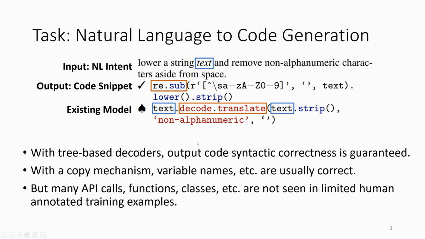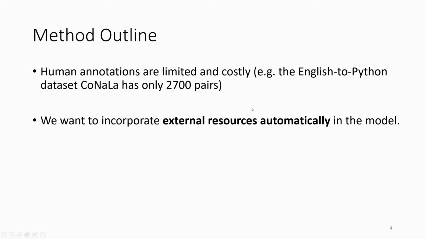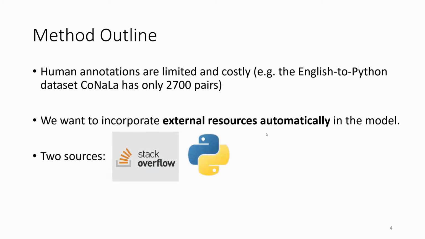However, many API calls, functions, and classes are not seen in the limited amount of human annotated training examples. For example, re.sub is incorrectly generated as decode.translate. To solve this, we come from the intuition that human annotations are limited and costly. For example, the English to Python dataset CoNaLa has only about 2,700 pairs. We want to incorporate external resources automatically in the model.